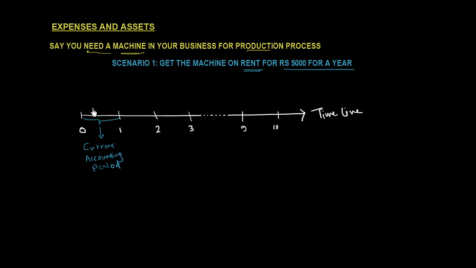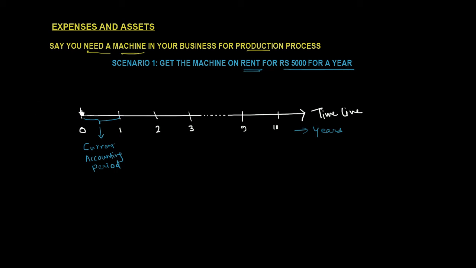So this I have drawn over here is a timeline, and the numbers over here represent years. In this timeline, the period which I have marked from here to here is the current accounting period, or the current year. So say we get the machine on rent for rupees 5,000 in a year. We can plot this transaction on this timeline.